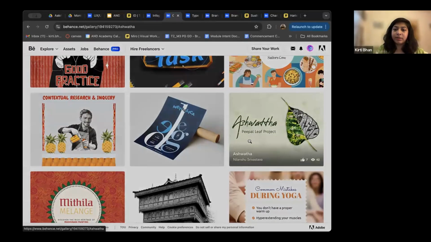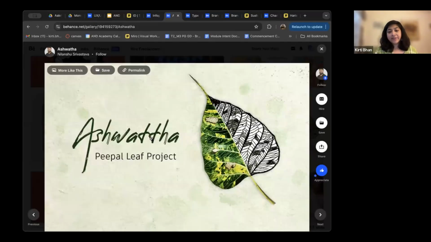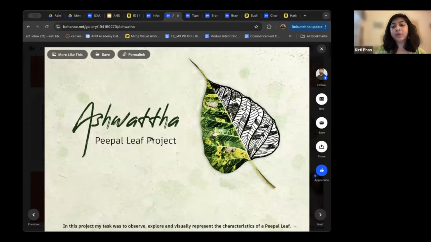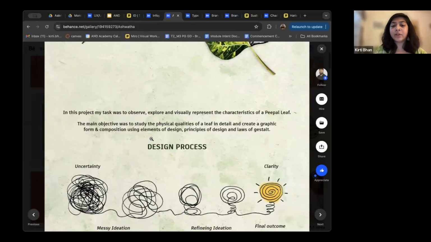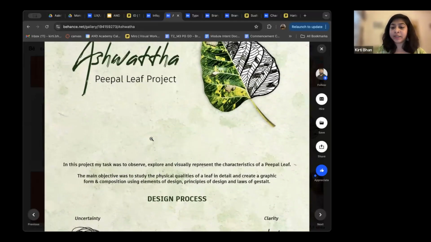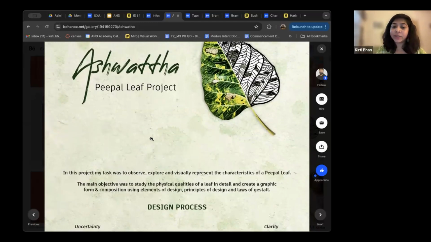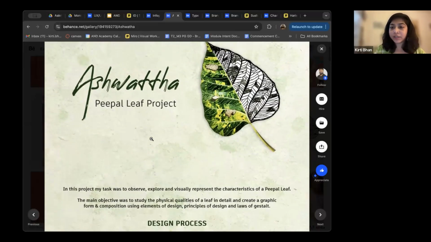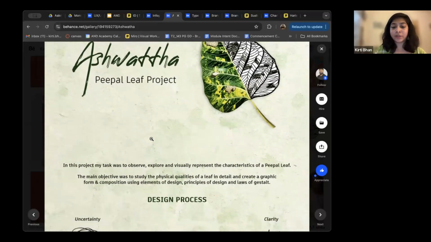This one. So this LEAF project is a part of the first module, the fundamentals that I talked about. Here, you choose a leaf of your own, you study the physical qualities of that leaf in detail, and you create a graphic form and composition using the elements and principles of design, the fundamentals of design you've just learned in this module. And after that, you're creating this.